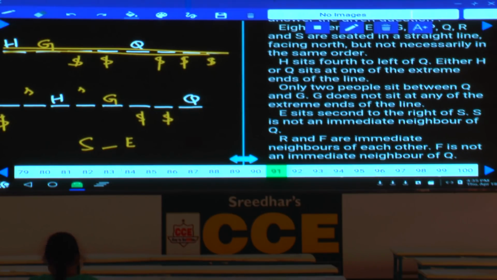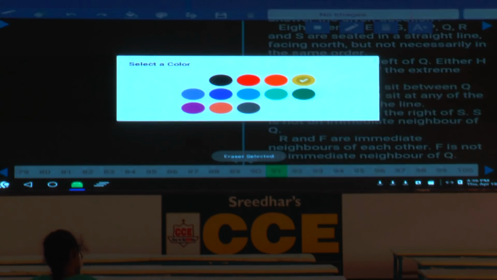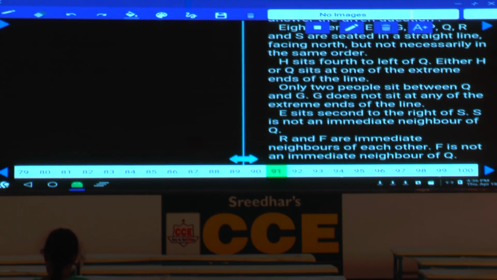R and F are immediate neighbors of each other. F is not an immediate neighbor of Q. H sits 4th to the left of Q. 1, 2. H is seated 4th to the left of Q, isn't it? But as here we have taken H as 5th to the left of Q. Now H sits 4th to the left of Q.